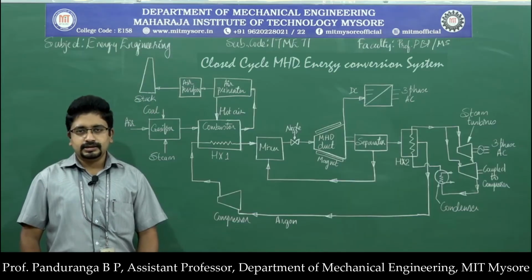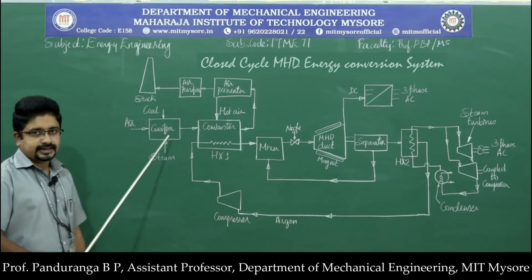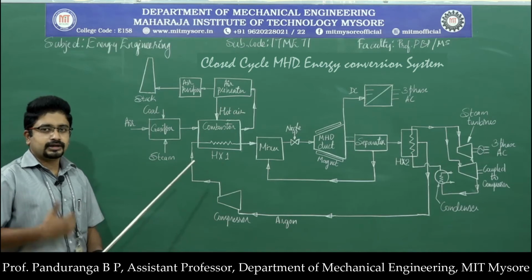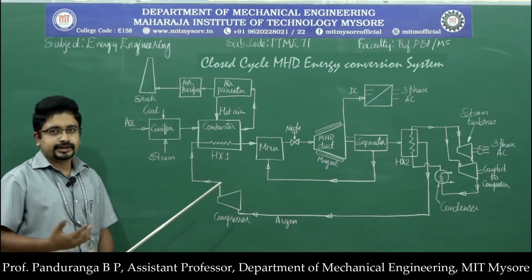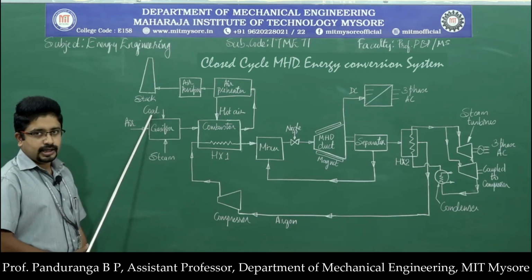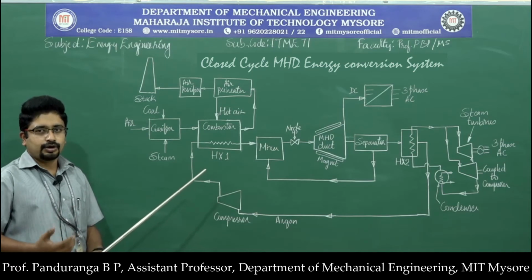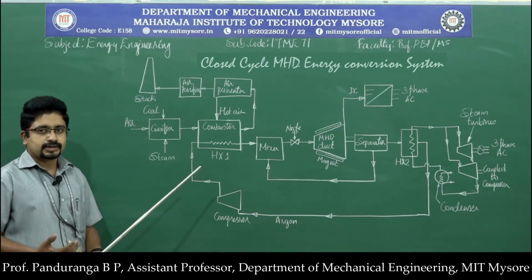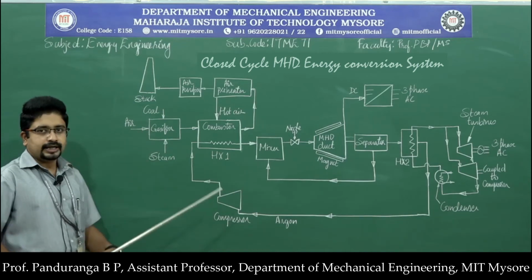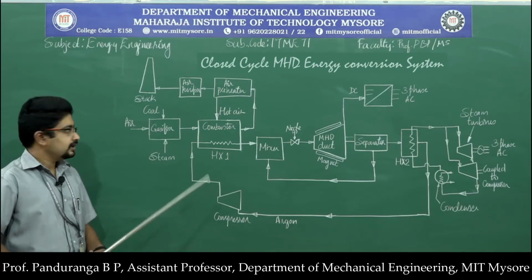Now let us see the different parts in this system. The first part is the gasifier. The function of the gasifier is to convert the solid fuel into gaseous fuel. Here the solid fuel is coal and the gasification occurs with a limited supply of oxygen or no supply of oxygen. So here we have a limited supply of air and we need to increase the temperature of the fuel or coal.